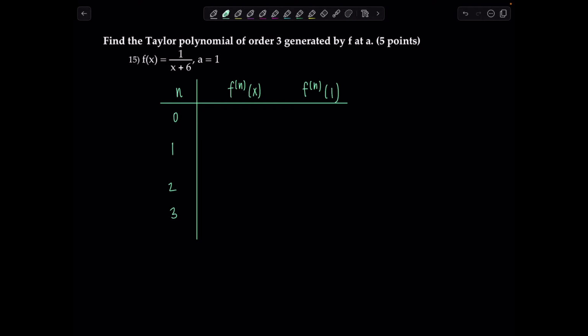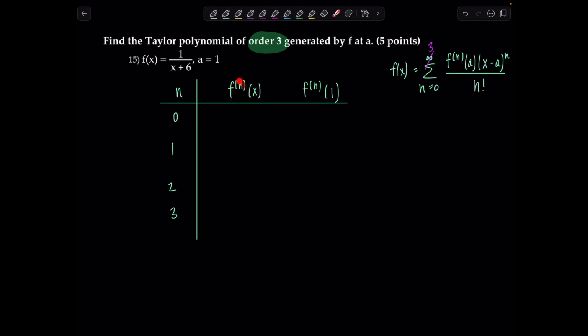Remember, your formula when you get a Taylor polynomial is that f of x equals the sum, n equals 0 to infinity, of the nth derivative at a, times x minus a to the n, over n factorial. Just memorize that. When they say order 3, that means we're not going to do infinitely many. We're going to stop at n equals 3. So we just do the first 3, okay?